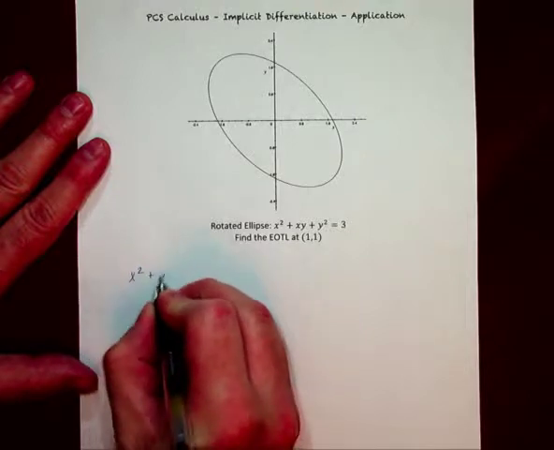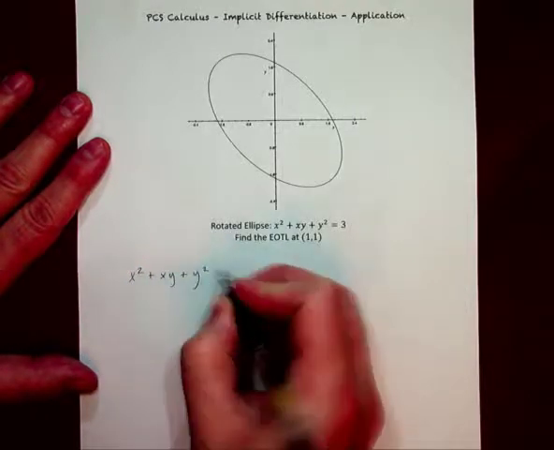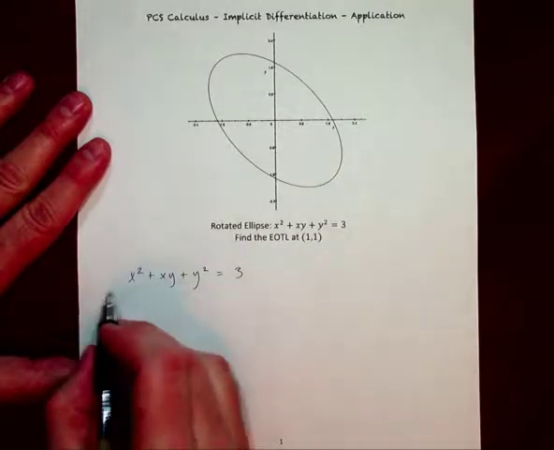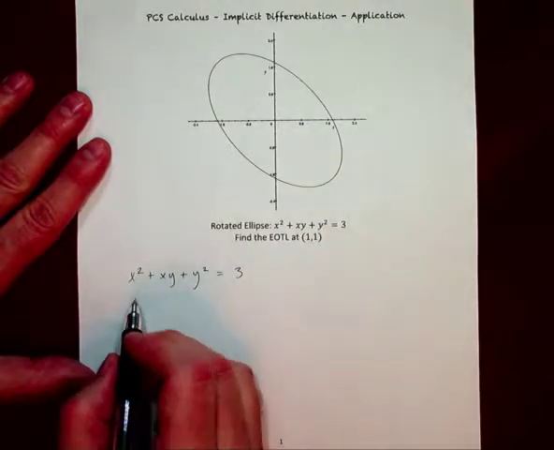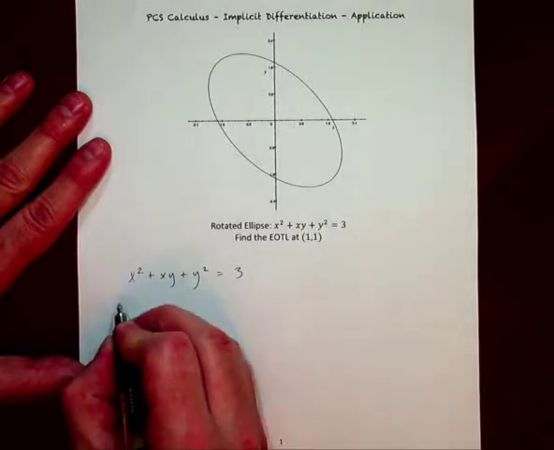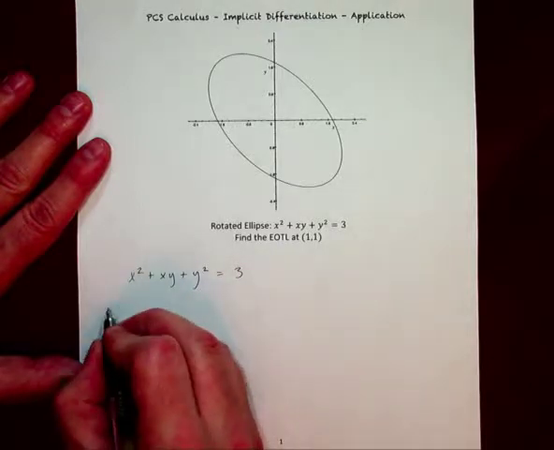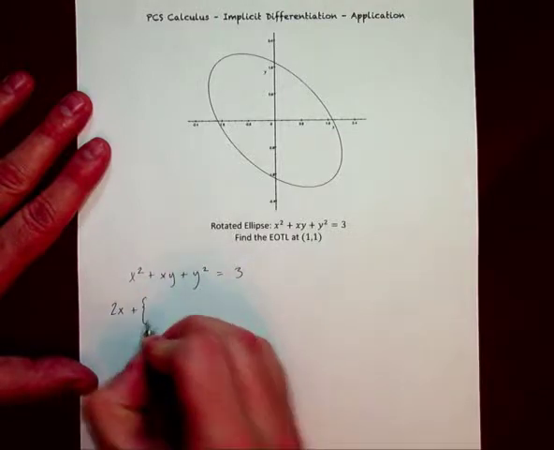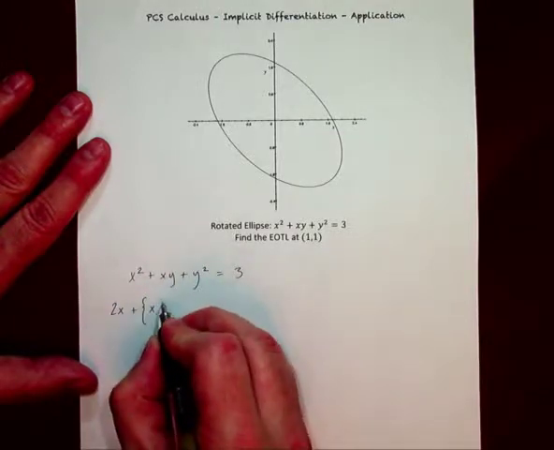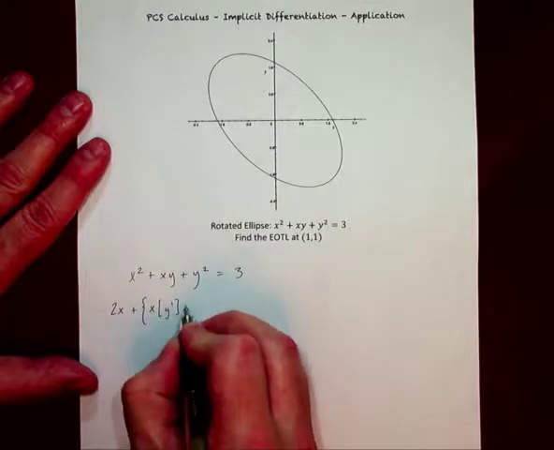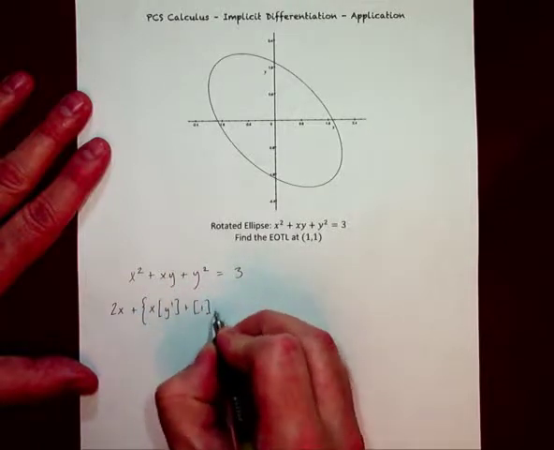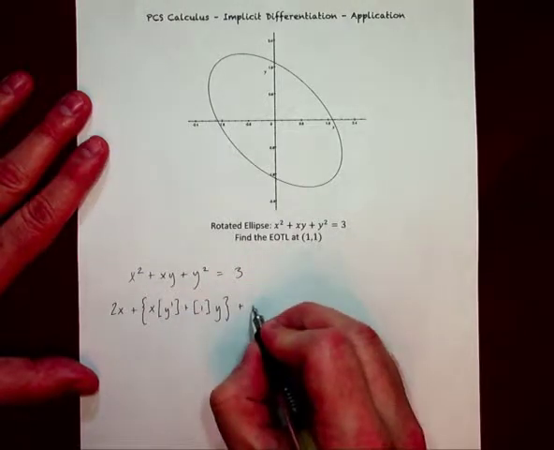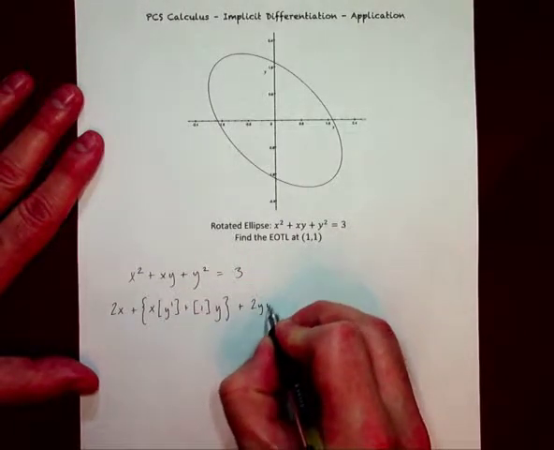If we have x squared plus xy plus y squared, then we basically need to differentiate term by term. Now, if we're getting the derivative with respect to x, then x squared, because it matches, becomes 2x. We need to do the product rule for the middle. So we have the first times the derivative of the second plus the derivative of the first times the second. And then, of course, y squared, we've done this several times, becomes 2y, y prime.